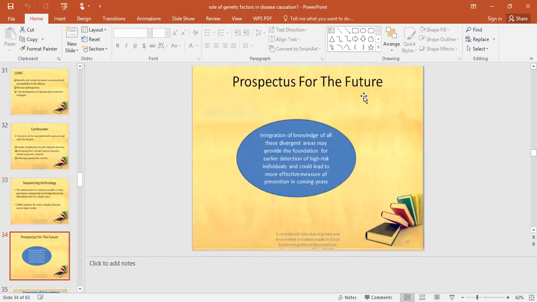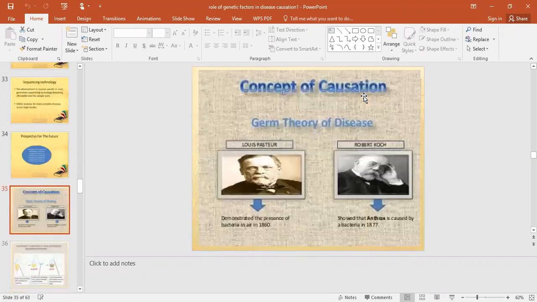Prospects for the future: integration of knowledge of all these divergent areas may provide the foundation for earlier detection of high-risk individuals and could lead to more effective measures of prevention in coming years.